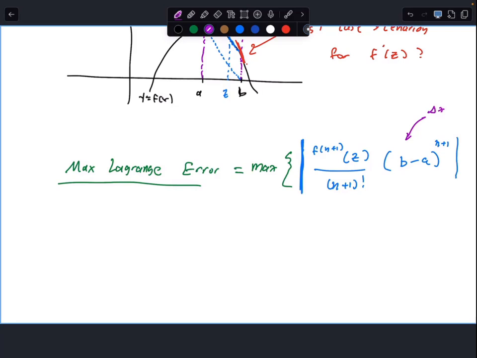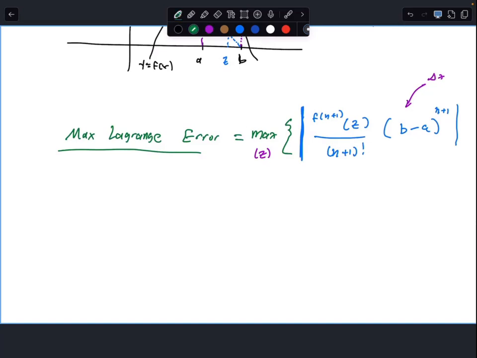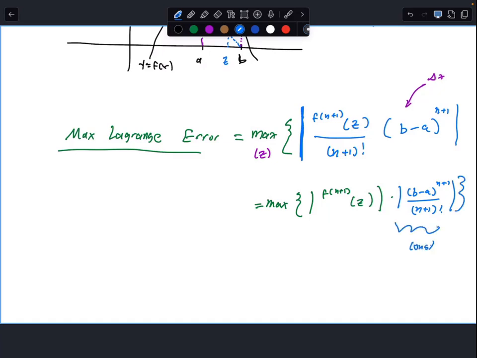Now, this is a maximum where the function is at z. So we're using the variable z as our derivative, which just means that this is a maximum problem of the absolute value of the n plus 1 derivative of z, times the absolute value of b minus a to the n plus 1 over n plus 1 factorial. What I'm saying is that this part is a constant. And this is what you're trying to do the extreme value theorem problem on.